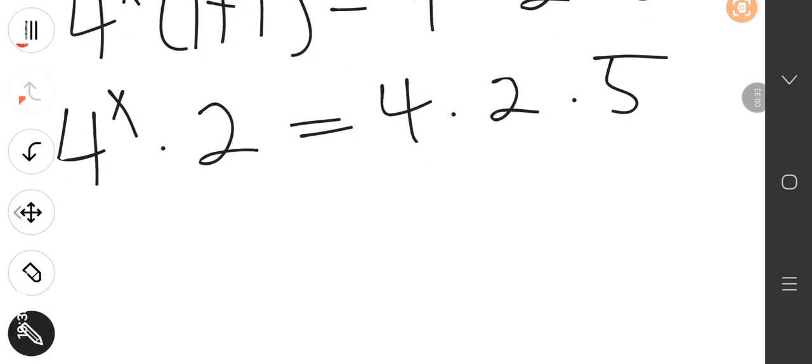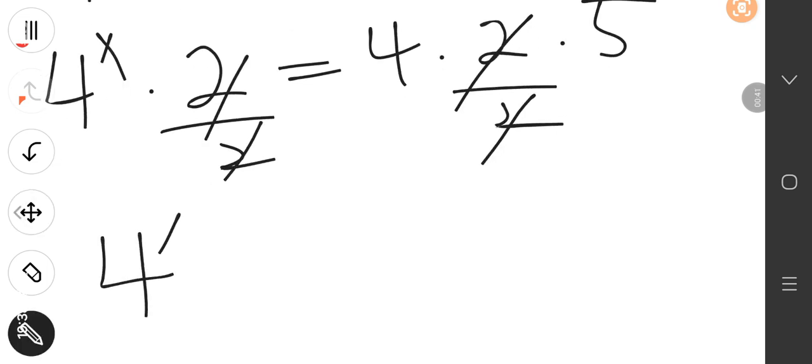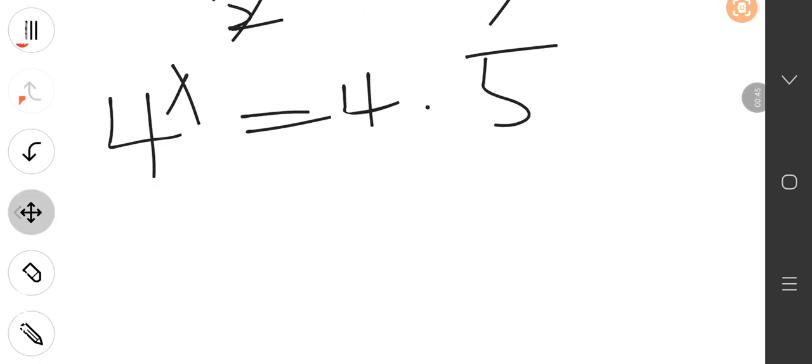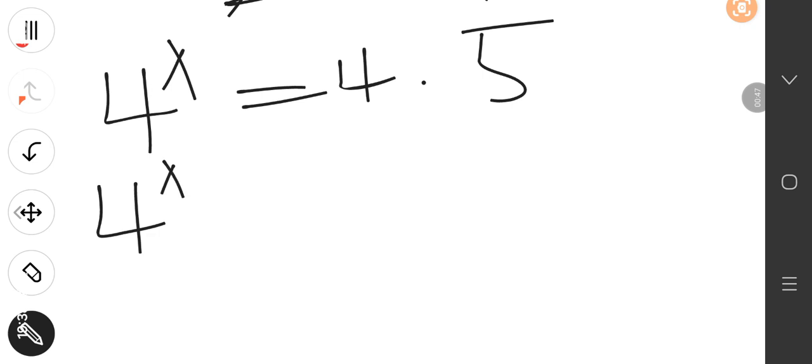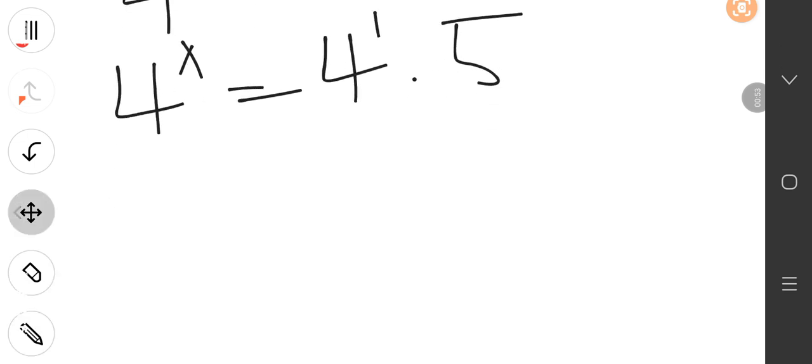Now we divide here by 2, here by 2. So our equation becomes 4^x equals 4 times 5. Alright, so you're going to have 4^x equals 4 times 5, and 4 is the same as 4^1. Now let's apply, alright, so we can write 4 as 2^2.